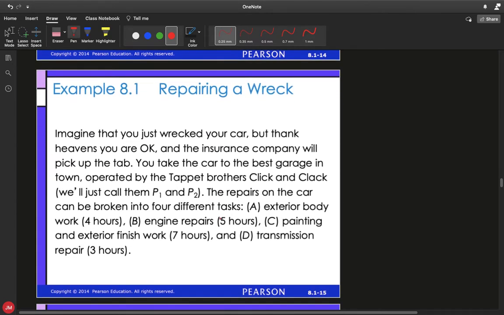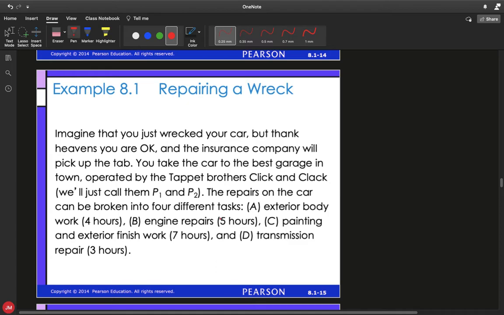So let's take a look at an example of all of this in practice. Let's imagine that you just wrecked your car. Obviously you're okay. Insurance company is going to pay for everything. You just have to wait for the car to get fixed. So you take the car to the best garage in town, operated by the Tappet brothers. We'll call them Click and Clack. We're just going to call them P1 and P2 using the notation we talked about earlier.